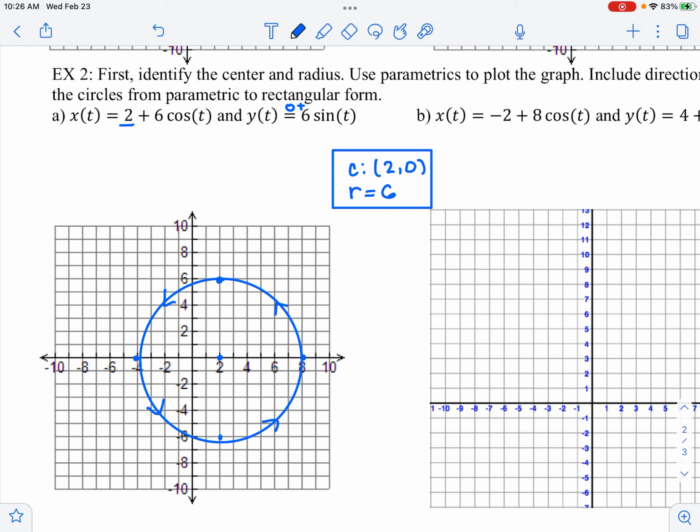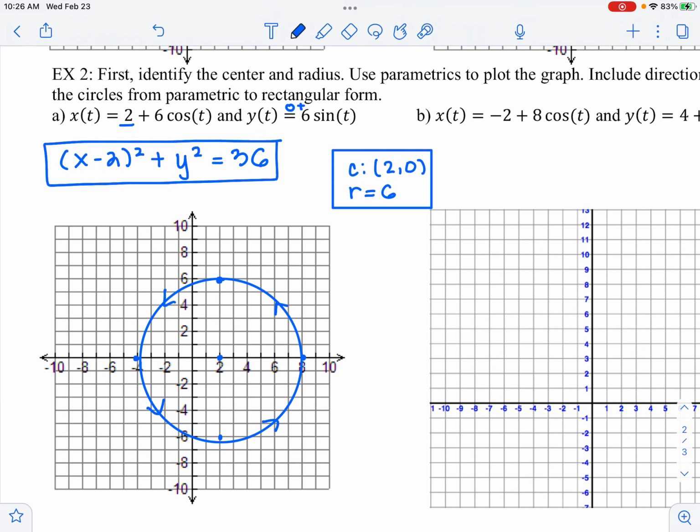Last, it asked me to write it in rectangular form, so I'm going to use my center and my radius to do that. So I have x minus 2 quantity squared plus y minus 0 squared, which I'm just going to write as y squared, equals r squared. 6 squared is 36. And there's my equation of my circle.